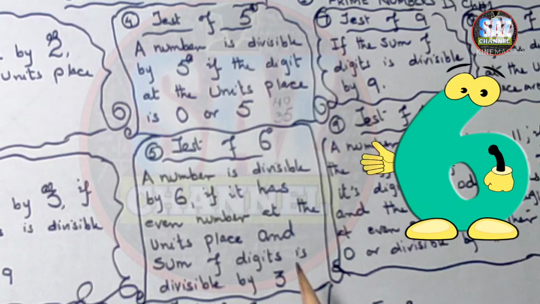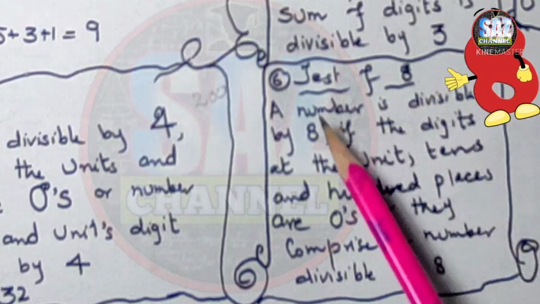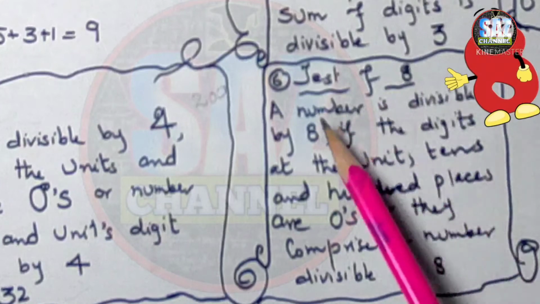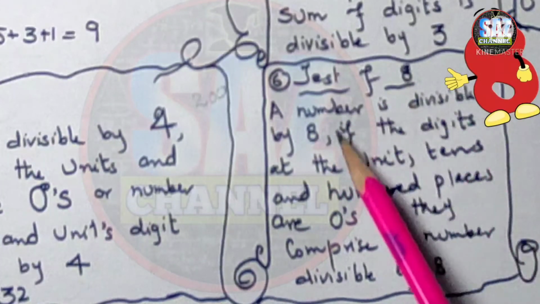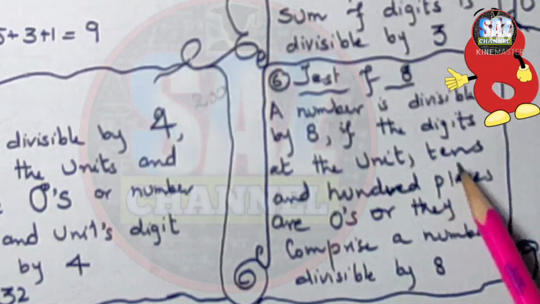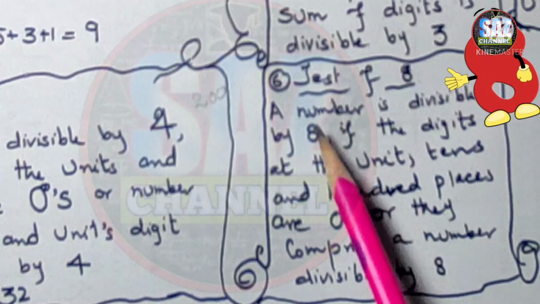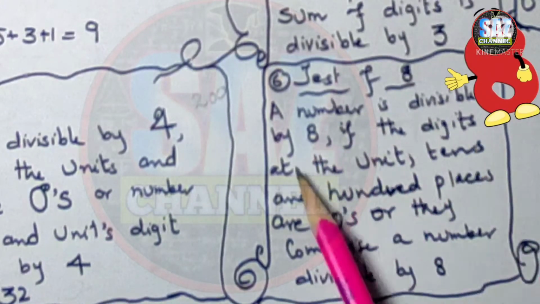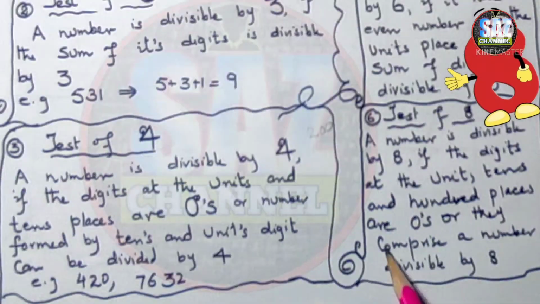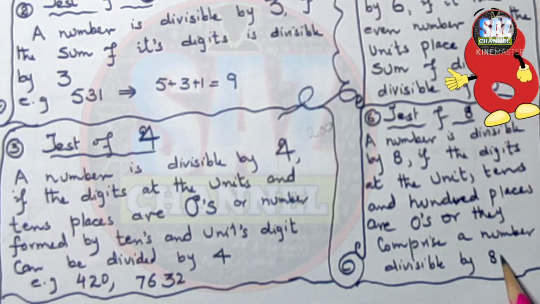Okay. Moving to the next test, which is the divisibility test of 8. When and how do we check whether a number is divisible by 8 or not? A number is divisible by 8 if the digits at the units, tens and hundreds places are 0, or they make a number divisible by 8.